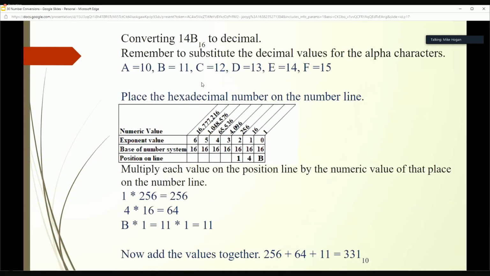Here we've got a hexadecimal number. So a base 16, you know, 14B, right? So 14B. We know that B represents 11, right? And so we do the same thing.